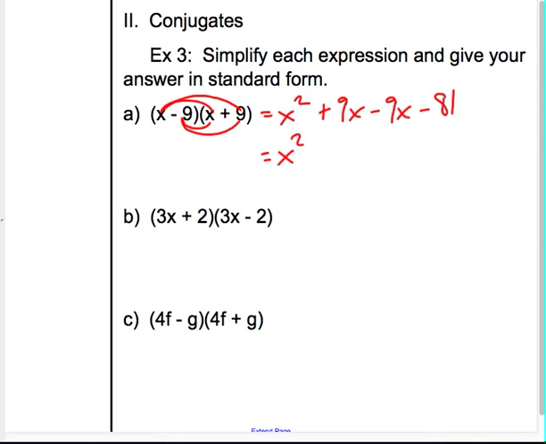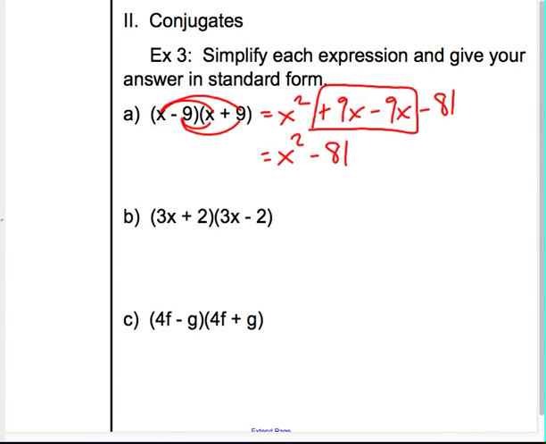We've got opposites. Remember, conjugates are binomials that are opposites. So those two terms in the middle will always be opposites. And what do opposites do when we're combining them? They cancel each other out. So we're left with x squared minus 81. And just so you know, remember that positive 9x minus 9x cancels.